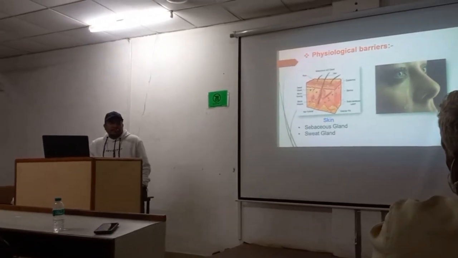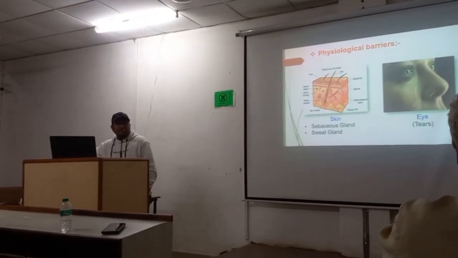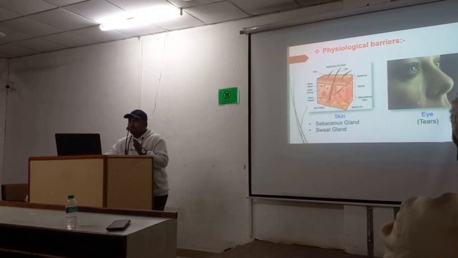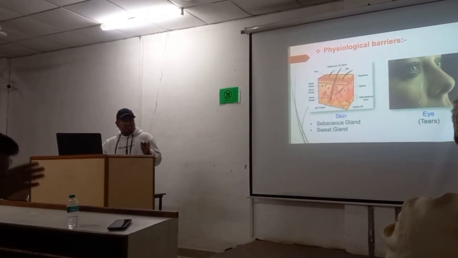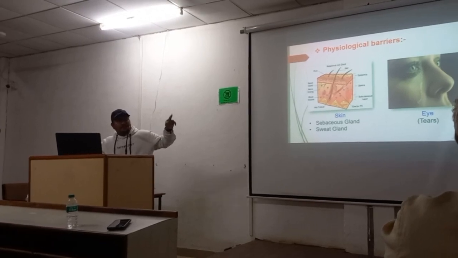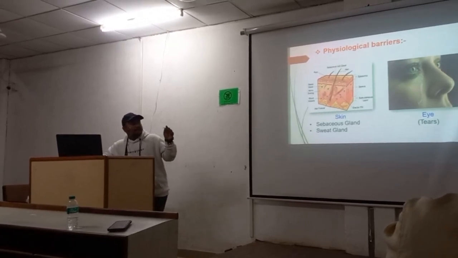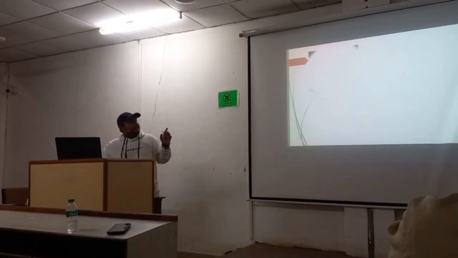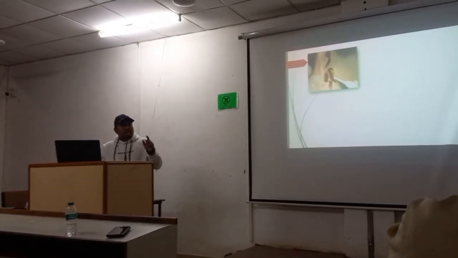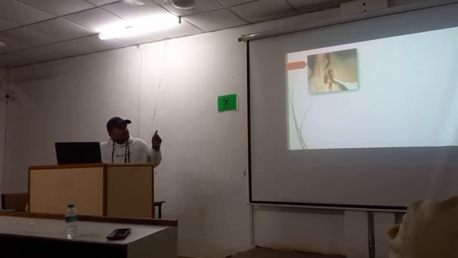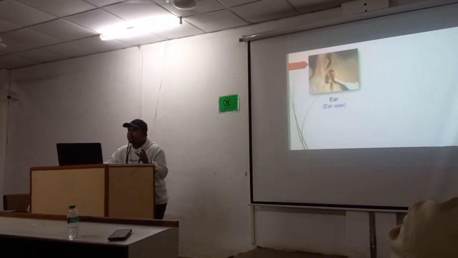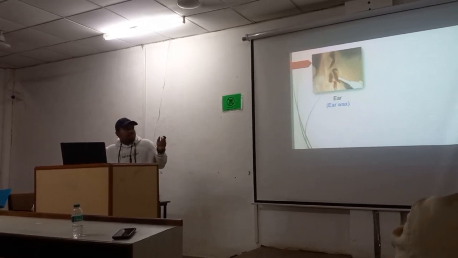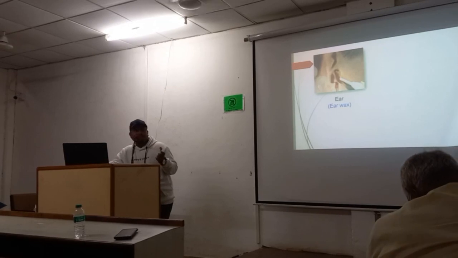Tears. The lacrimal gland of the eye secretes the tears in our eye. It contains lysozyme. When a pathogen tries to enter the eye, the eyelids trap that pathogen, and the lysozyme present in the tear will kill that pathogen. Earwax. The ceruminous gland secretes the earwax. Earwax contains antimicrobial protein, which kills the pathogen. The antimicrobial proteins are beta defensins.